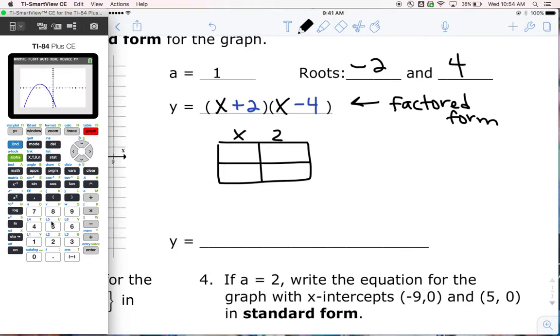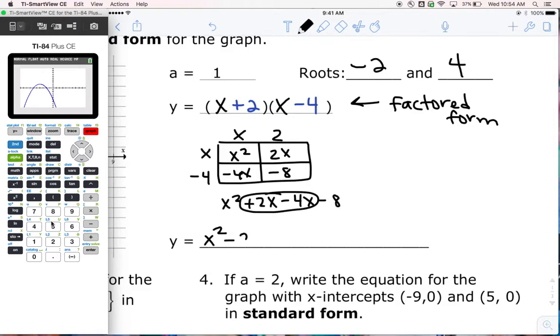So we got x and 2, we got x and -4, we multiply, we get x squared, we get 2x, we get -4x, and we get -8. Let's write those out. We had x squared with a +2x and a -4x and a -8. So we're going to combine like terms, and we're going to end up with x squared and a -2x minus 8. Okay? And again, you could easily check this answer in your calculator.